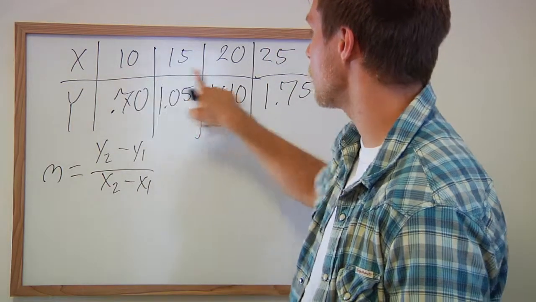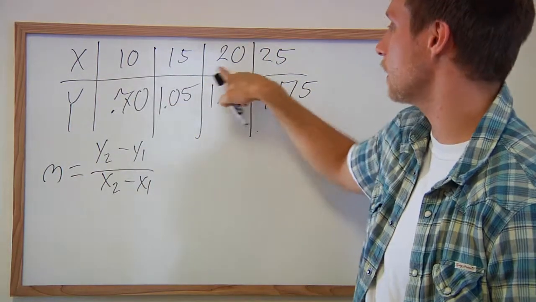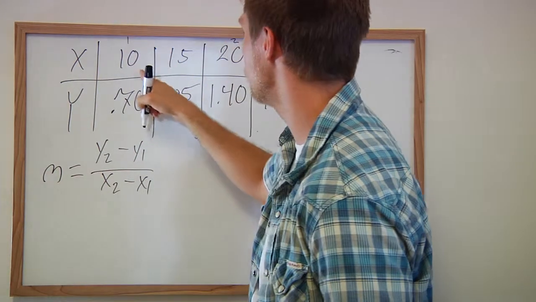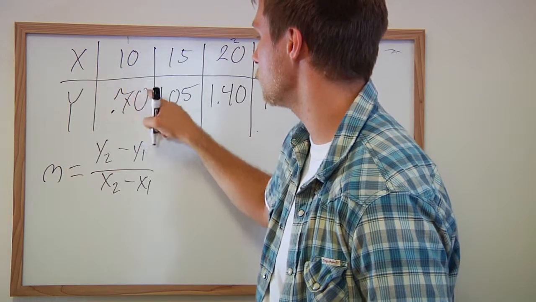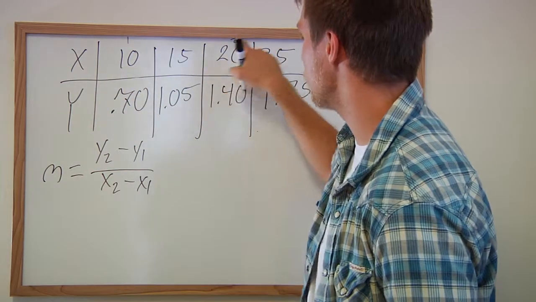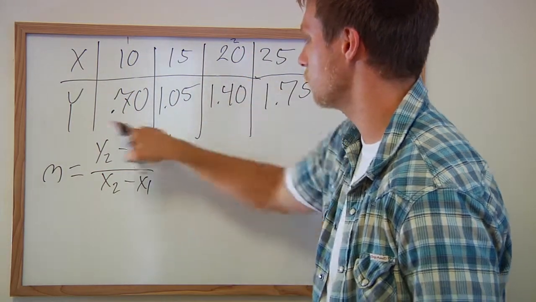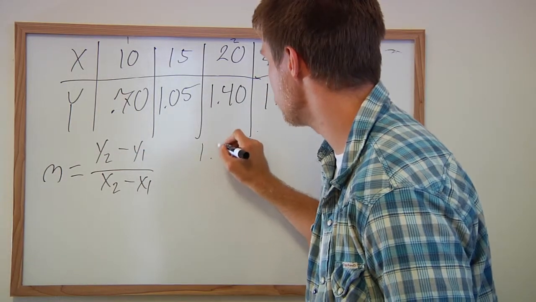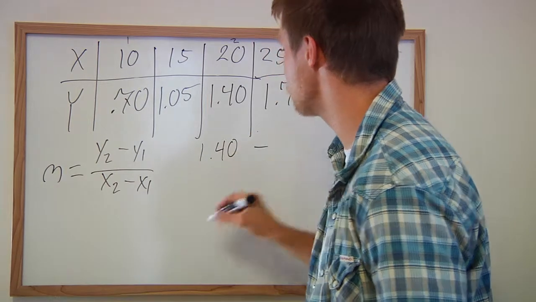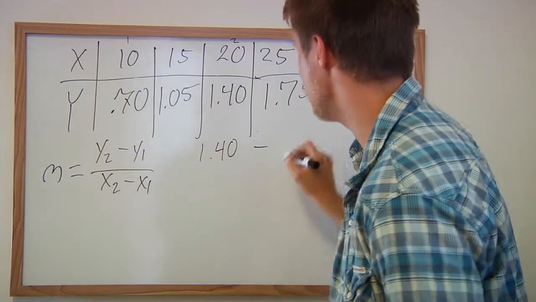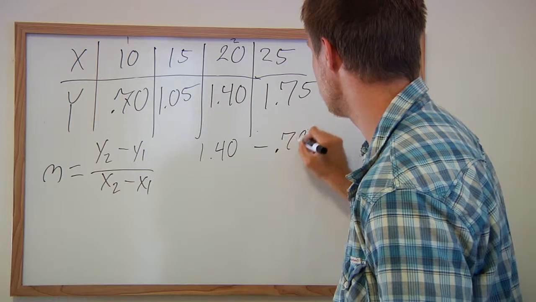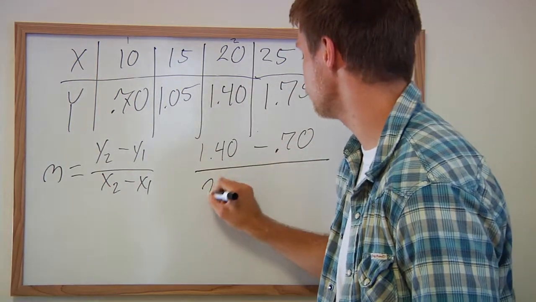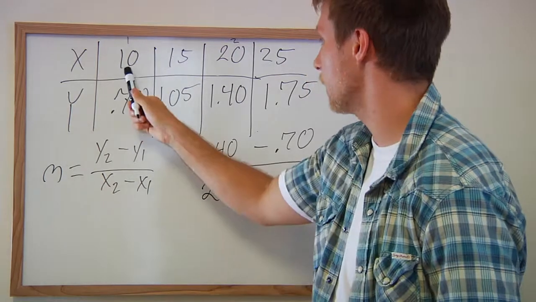I'm going to stick with the 10s, the whole numbers, the 10 and the 20, and not worry about the 5s. So I'll make this my 1 column, this my 2 column, meaning this would be my x1 and this would be my y1. This would be my x2 and this would be my y2, as I follow along the line. So let's plug it in. Well, my y2 is $1.40 minus my y1 is 70 cents. My x2 is 20 minus my x1 is 10.